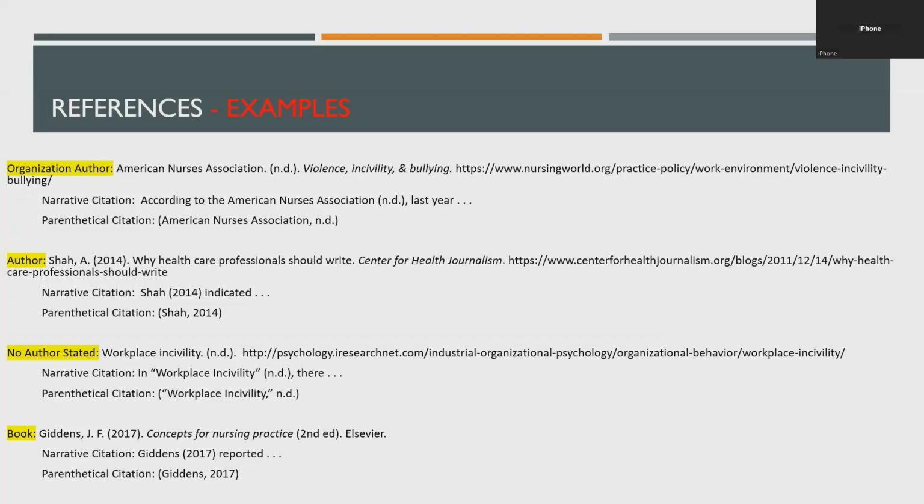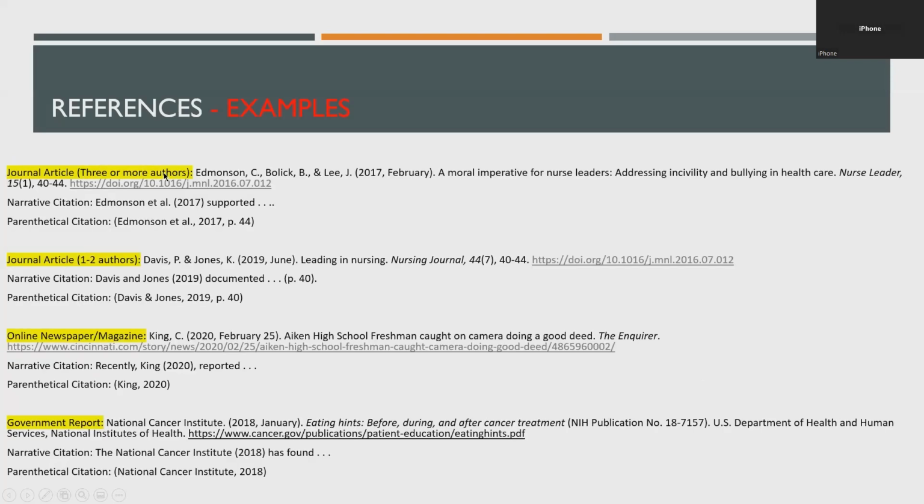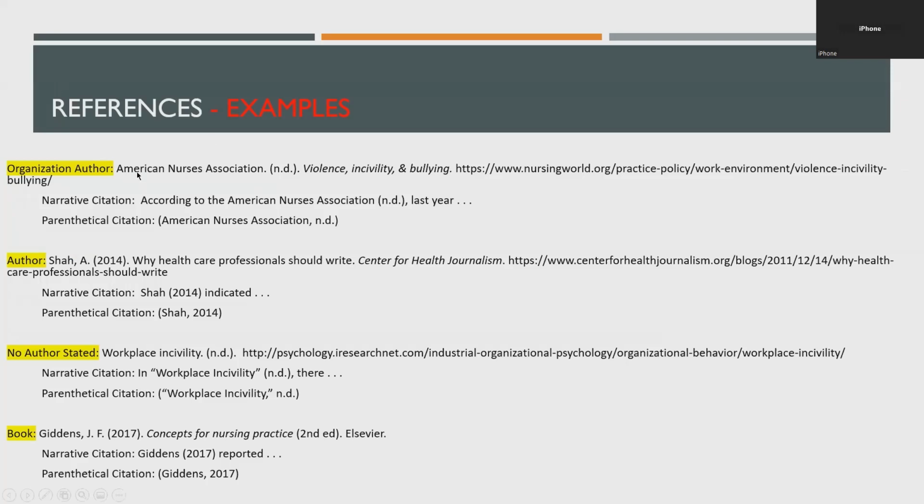And then one more page of references here. So this is by an organization author. This is basically exactly the same as an institutional author. There's no specific author here, but it was published by the American Nurses Association. There's no date, so we put ND. Same thing in our in-text citation, according to the American Nurses Association. There's no date, so we just put ND. Here's an example of just one author. We've looked at this before. This has Shaw.